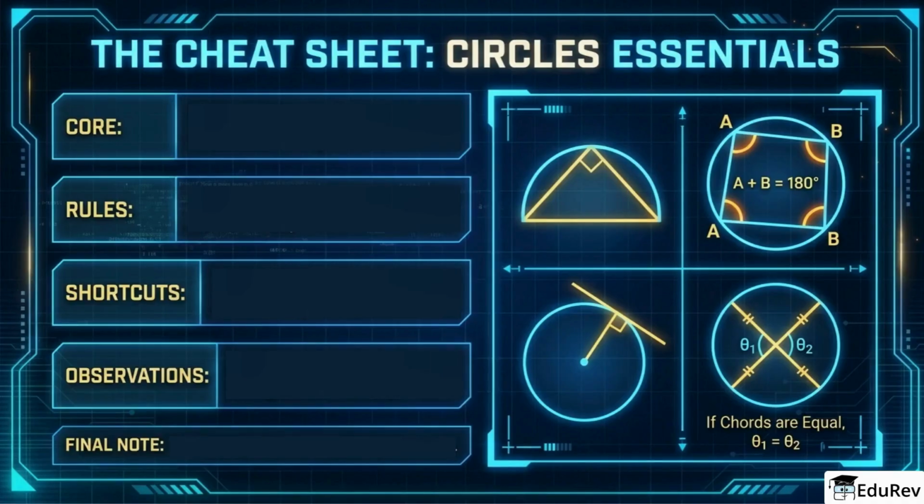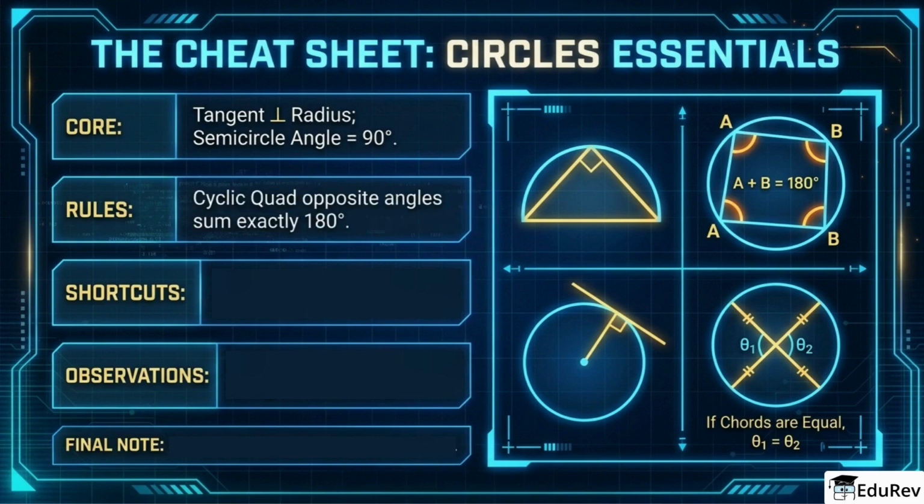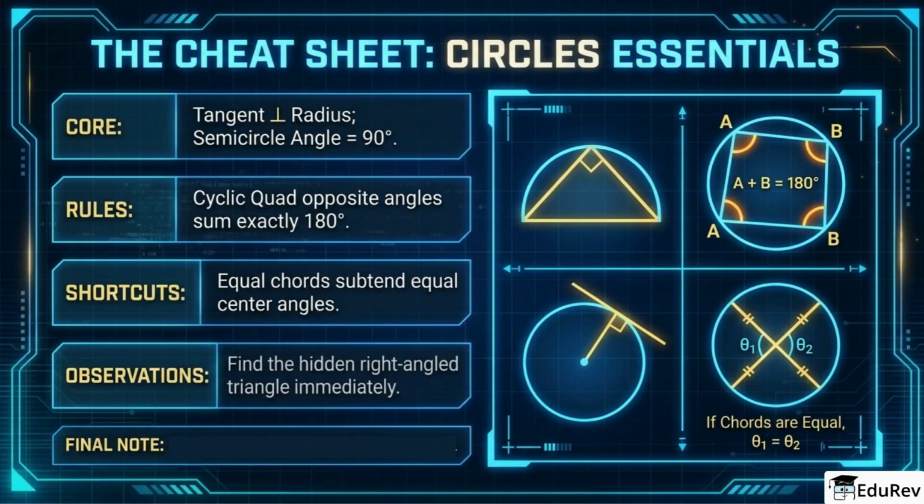The cheat sheet brings the whole chapter together in one compact revision map. Tangent is perpendicular to radius. Semicircle angle is 90 degrees. Cyclic quadrilateral, opposite angles sum to 180 degrees. Equal chords subtend equal center angles. And the hidden right angle triangle should be your first search pattern.